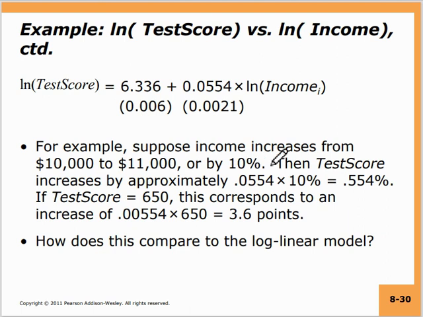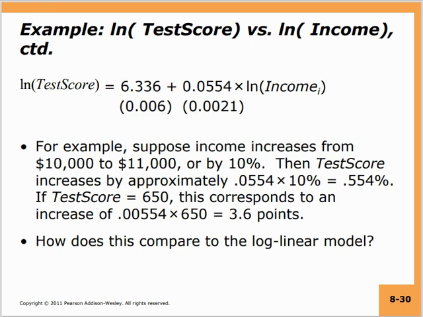So for example, if income increases from $10,000 to $11,000, or by 10%, then test score increases by approximately 0.0554 times 10%, that is 0.554%. So if the original test score was 650, then because it has increased by 0.554%, or 0.00554, the actual increase will be 3.6 points.